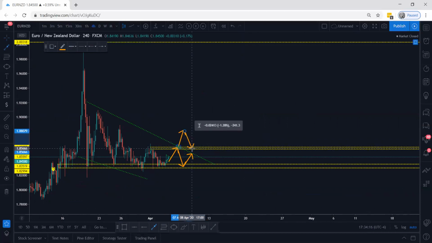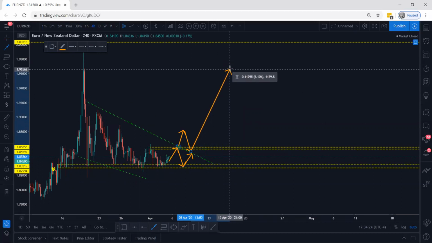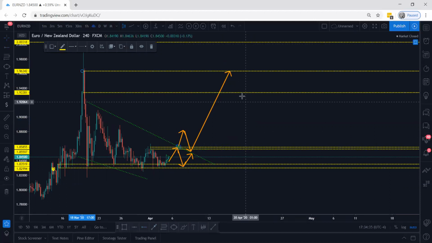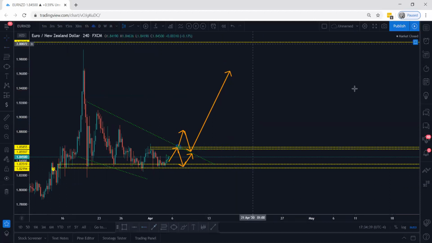I'll wait for a good correction to retest the top of that flag. And then I'll buy from that bottom and hold it to at least here, because we have an engulfing candle here. So that's my analysis for EN.